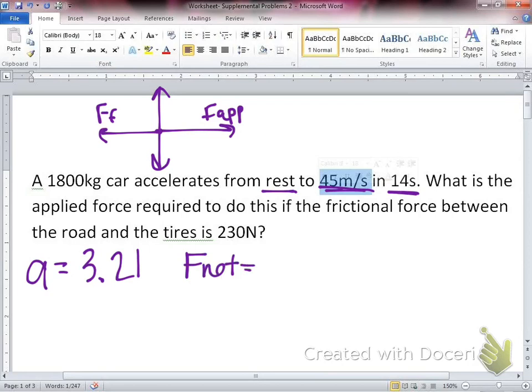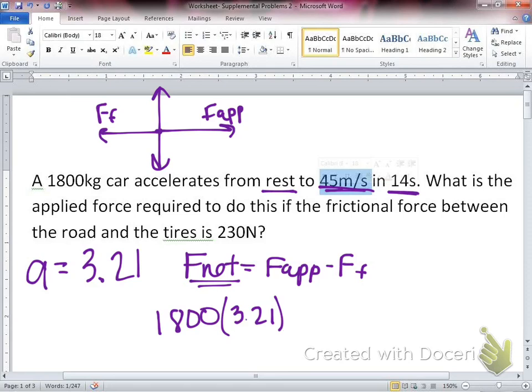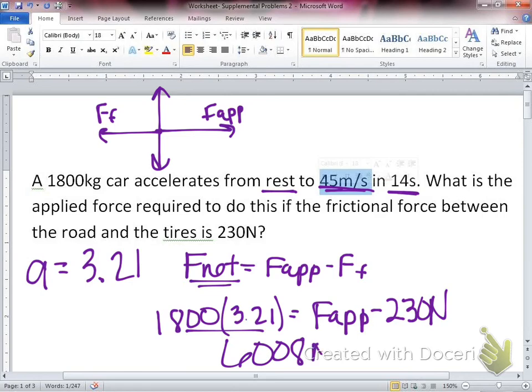So F net equals F applied minus friction. We're going to substitute what in right here? MA, right? So mass is 1800, times 3.21. We have 230 newtons of friction. So we're going to basically multiply those two together, then add our 230. So 1800 times 3.21 plus 230. So 6,008 newtons.